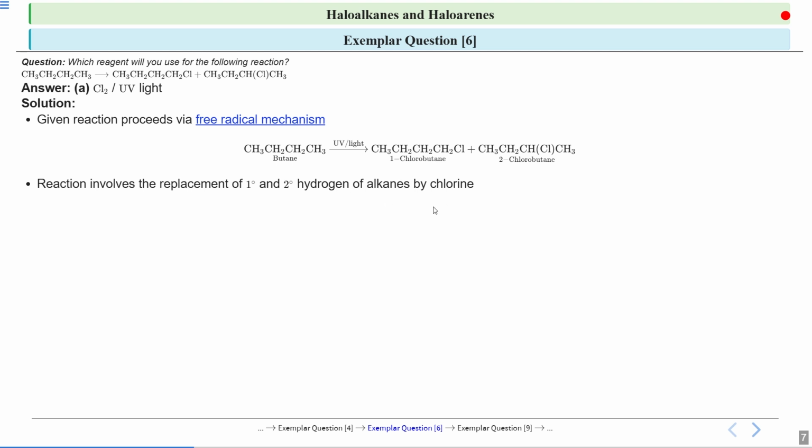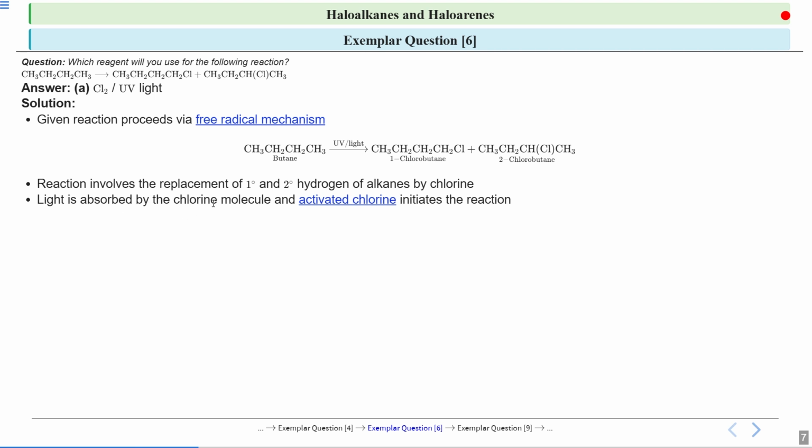In this butane molecule, the primary hydrogen is the hydrogen present on the terminal carbon, and the secondary hydrogen is the hydrogen attached to the second carbon. This can also count as the second carbon if you go from left to right. So the two center carbons contain secondary hydrogens, and the terminal carbons contain primary hydrogens. The replacement of primary and secondary hydrogen of alkanes by chlorine atoms gives us the products 1-chlorobutane and 2-chlorobutane after the reaction of butane with the chlorine molecule.